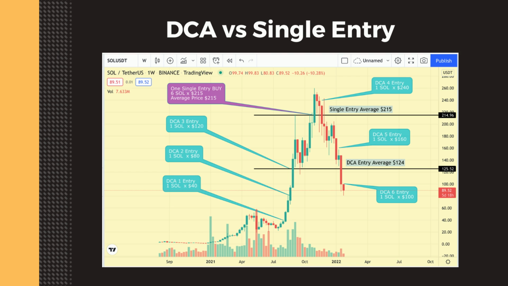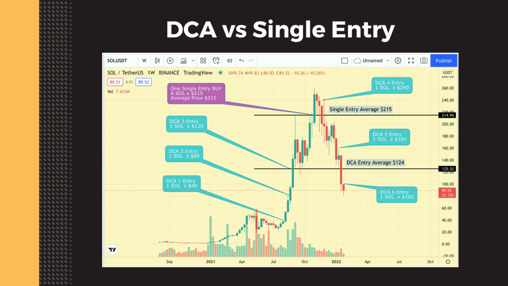With a simple example shown on this chart, you will be able to easily visualize and see what is the main benefit of dollar cost average strategy versus a single entry. As shown on this chart, investor one has bought 6 Solana cryptocurrencies at the price of $215, almost right at the top. So his average price per cryptocurrency Solana was $215.